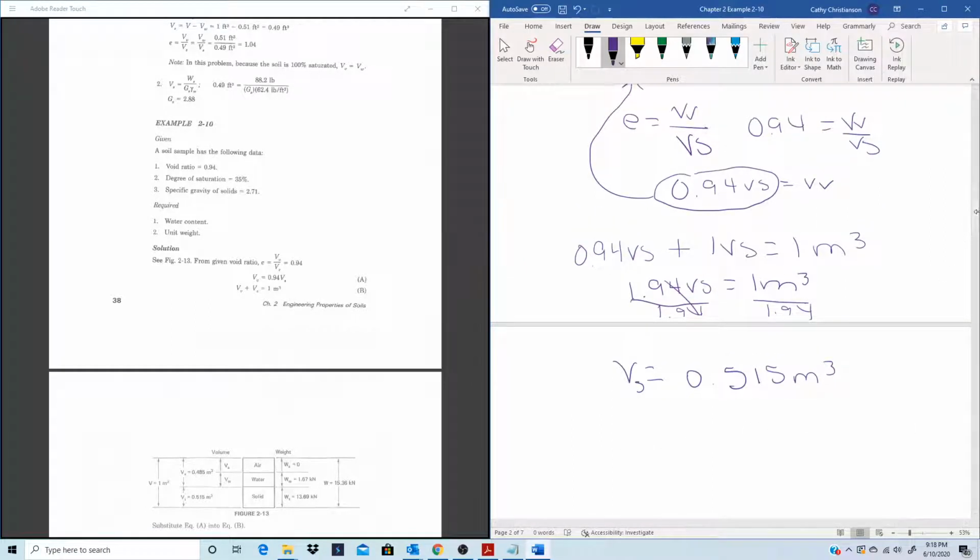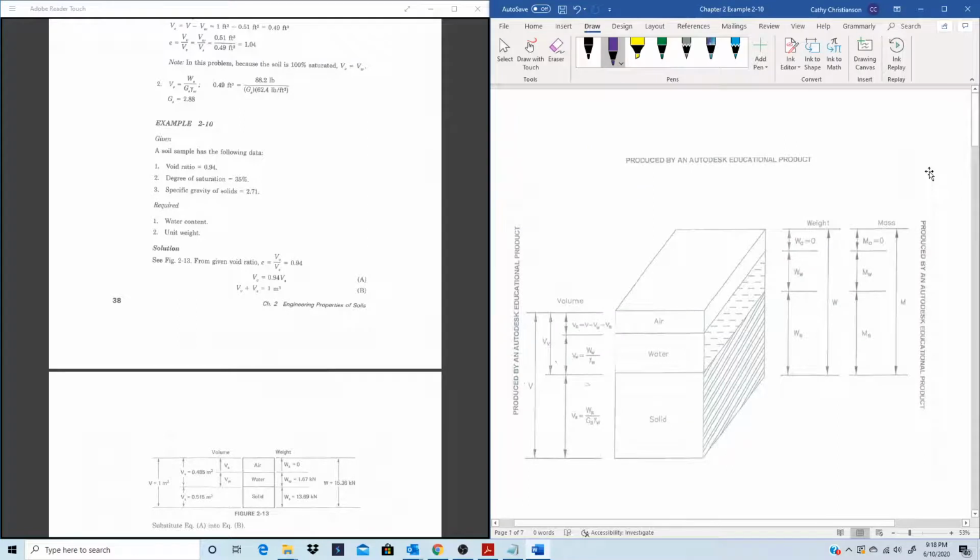So I'm going to scroll up and we're going to plug some of that in. Right now I've got this is 1 meter cubed, VS is 0.515. So again, we can take the 1 meter cubed minus the 0.515 and solve for VV. That gives me 0.485.